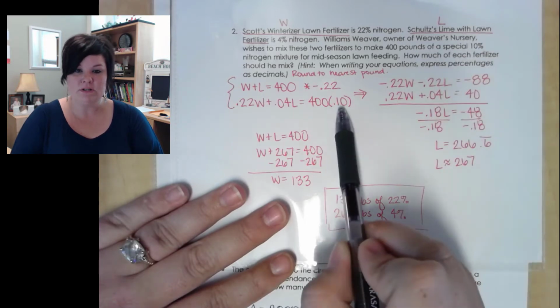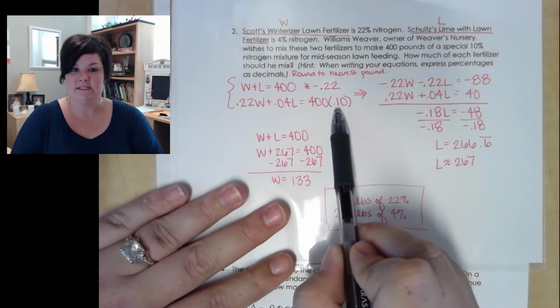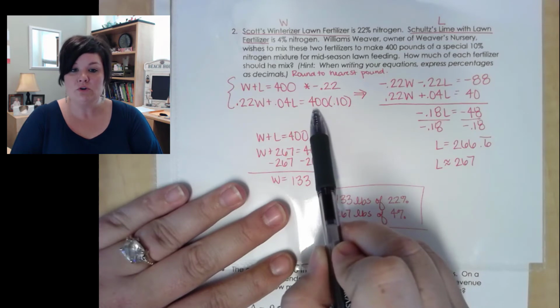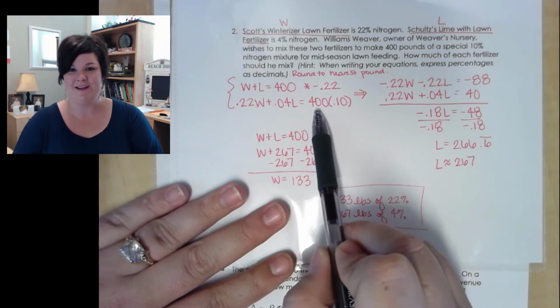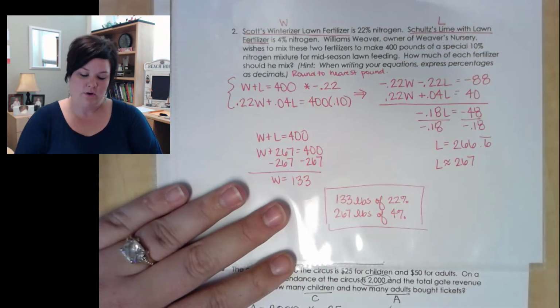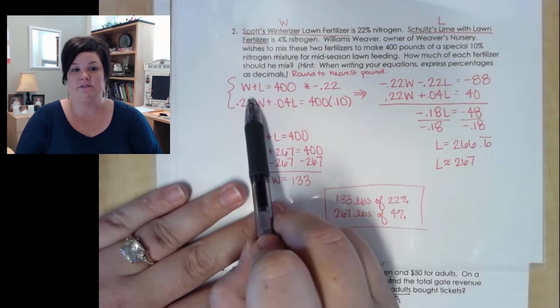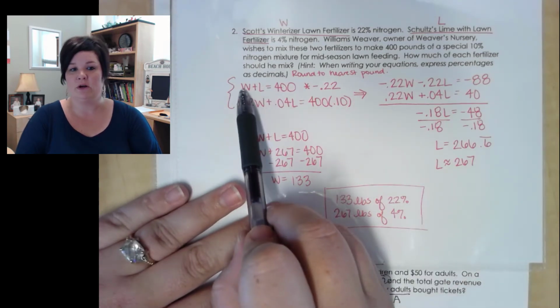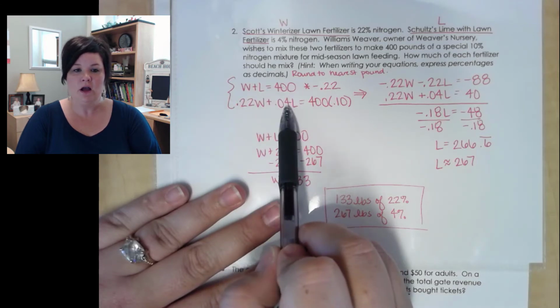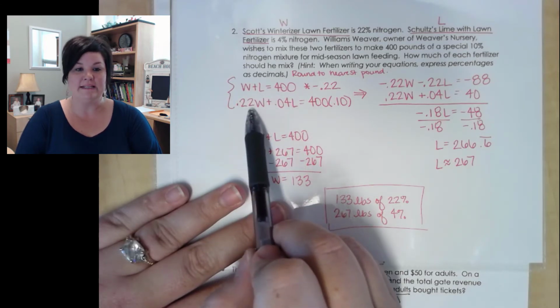So we're going to do 10%, which is 0.1 or 0.10, times the 400 pounds we want total. Okay? All right. So now that we have our two equations, you might have solved this by substitution. You might have solved it for W or L and then plugged it in down here. I went ahead and solved it by clearing W.